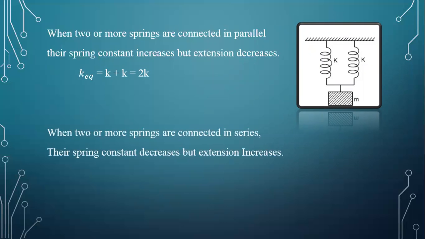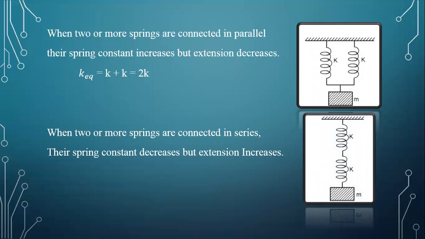But when two or more springs are connected in series, then spring constant decreases, but extension increases. यानी अगर सीरीज में कनेक्ट किया जाए तो स्प्रिंग कांस्टेंट डिक्रीज हो जाएगा, लेकिन एक्सटेंशन इंक्रीज हो जाती है. So this is an example when two springs are connected in series having same spring constant equal to K. So their equivalent spring constant can be determined by using this expression 1 over K equivalent is equal to 1 over K plus 1 over K.